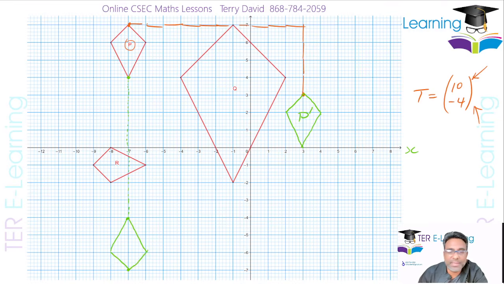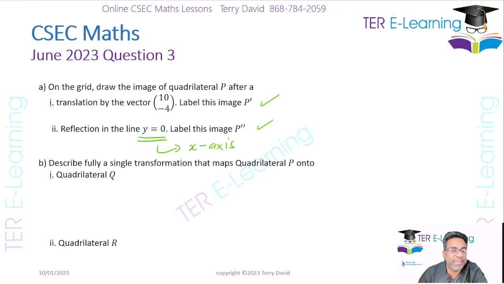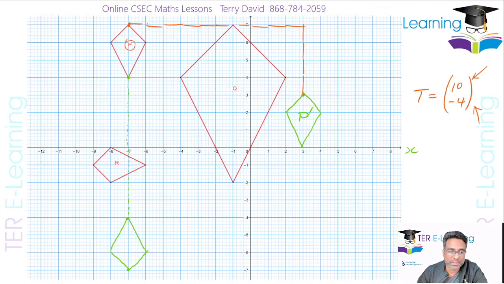Right? Do we need to label it? Did they say label it? Yeah, they said label it P double prime. So this here is going to be P double prime, right? Now visualize this. If you fold the paper along the x-axis, P and P double prime will line up exactly, right? So that's the answer for that part there.